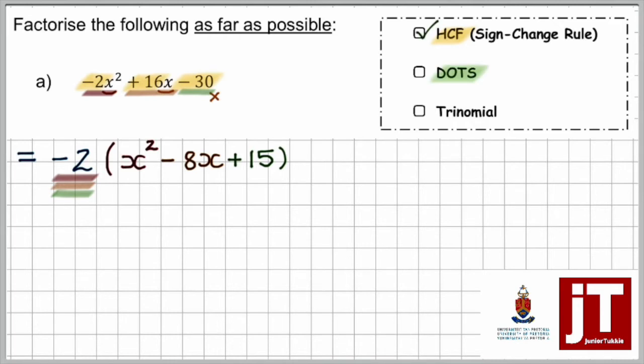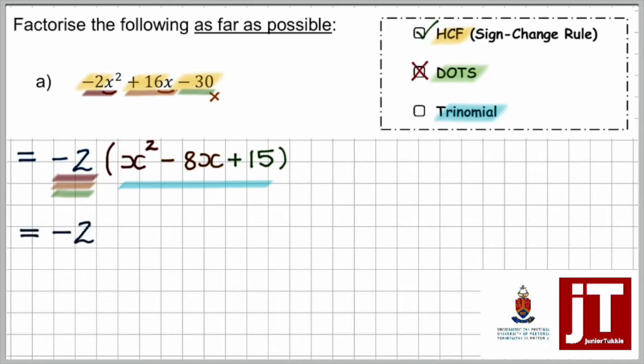We question, is there now a difference of 2 squares? Do we have 2 terms and only 2 terms that are separated by a negative, and are both of these terms square numbers? No, we don't have any of that. So we can skip difference of 2 squares and we can move on to trinomials. Do we have a trinomial? Yes, we definitely do, contained in the brackets. So perhaps we can factorize that trinomial by making use of the techniques that you have learned about so far.